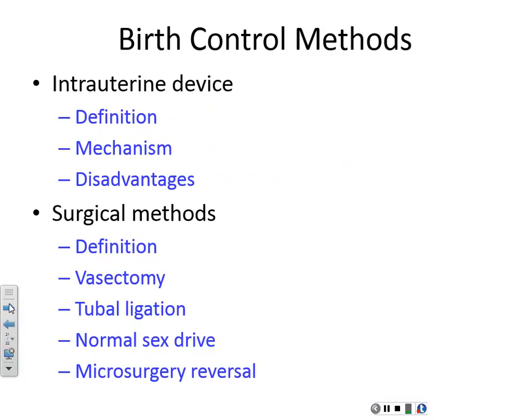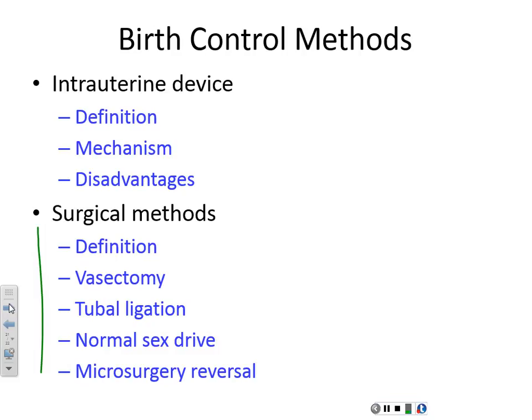Okay, intrauterine device. We know that it's a device that's placed into the uterus. How does it work? It prevents the blastocyst from implanting. So it doesn't prevent fertilization. But we know about the disadvantages, right? It can be spontaneously expelled, causes heavy bleeding during the menstrual flow, things like that, and it can damage the uterus.